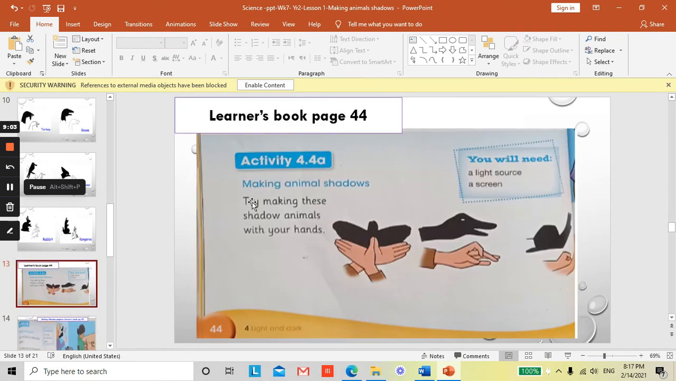In our learner's book, page 44, here is making animal shadows. Try making these animal shadows with your hands. You can practice these animal shadows at home with your hands.